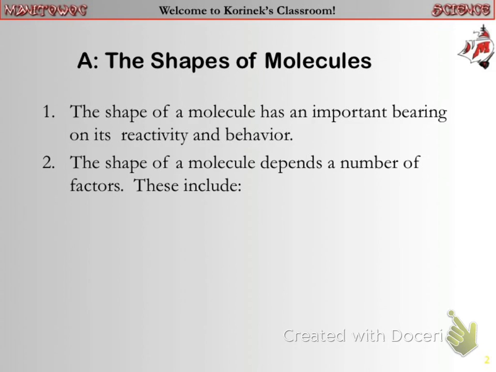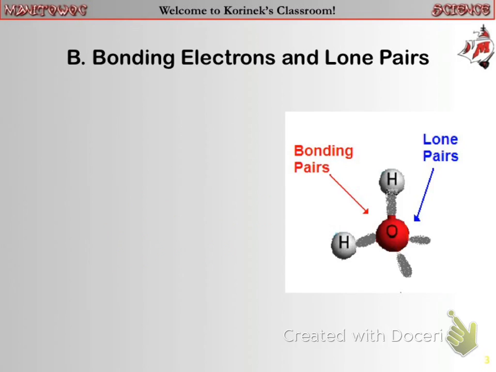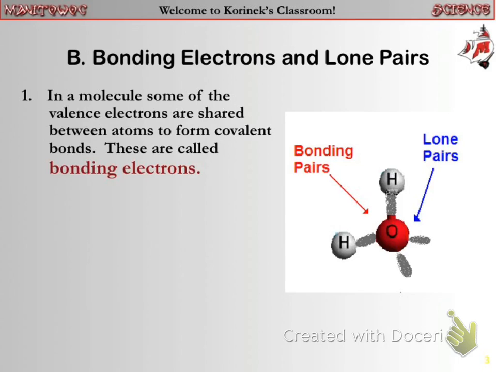And the shape depends on a couple of factors. These include really three things: the atoms forming the bonds, so what atoms are involved, the distance of those bonds, and then finally the angles of those bonds. So all three of those things affect the shape of the molecule. VSEPR is going to focus mainly on that third point there, the bond angles. That's the important one. So we've got to go over a couple of definitions, a couple of terms before we move on.